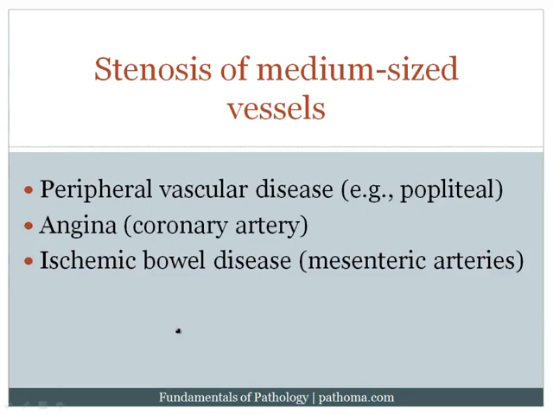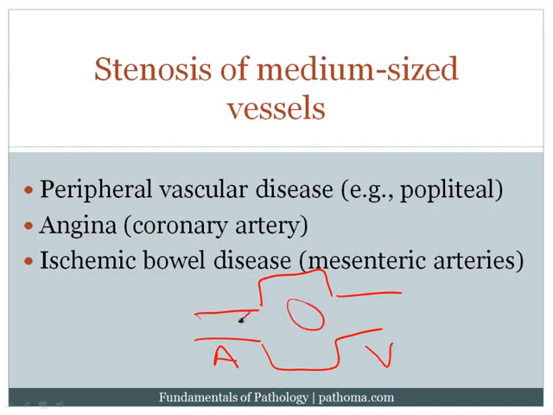The first is stenosis of medium-sized vessels, and here's the idea. If this is a blood vessel and it's going into an organ, you know that the medium-sized blood vessels are those vessels that feed the major organs. So let's say that this is the artery and this is the vein and this is the organ. If we get atherosclerosis here, then that atherosclerosis is going to cause stenosis of the blood vessel, i.e. you've decreased the luminal caliber of that blood vessel. And of course that can result in various signs and symptoms.